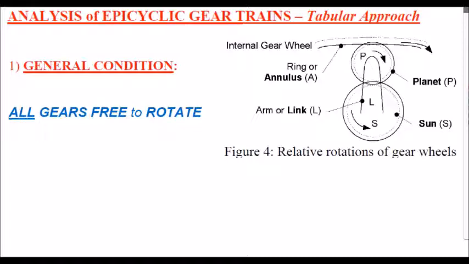Let's look at the two conditions that we're going to come across in this work. So I'm going to use a tabular approach here to help us in the solutions. The first general condition, this is where all the gears in our epicyclic are free to rotate. Nothing's being clamped in this case. And these are the more complicated ones to analyse because effectively they've got more unknowns. So this is a configuration on the right hand side that we're looking at. We've got sun, our planet, our link arm and our internal gear wheel, the annulus. They're all free to rotate in this particular situation.